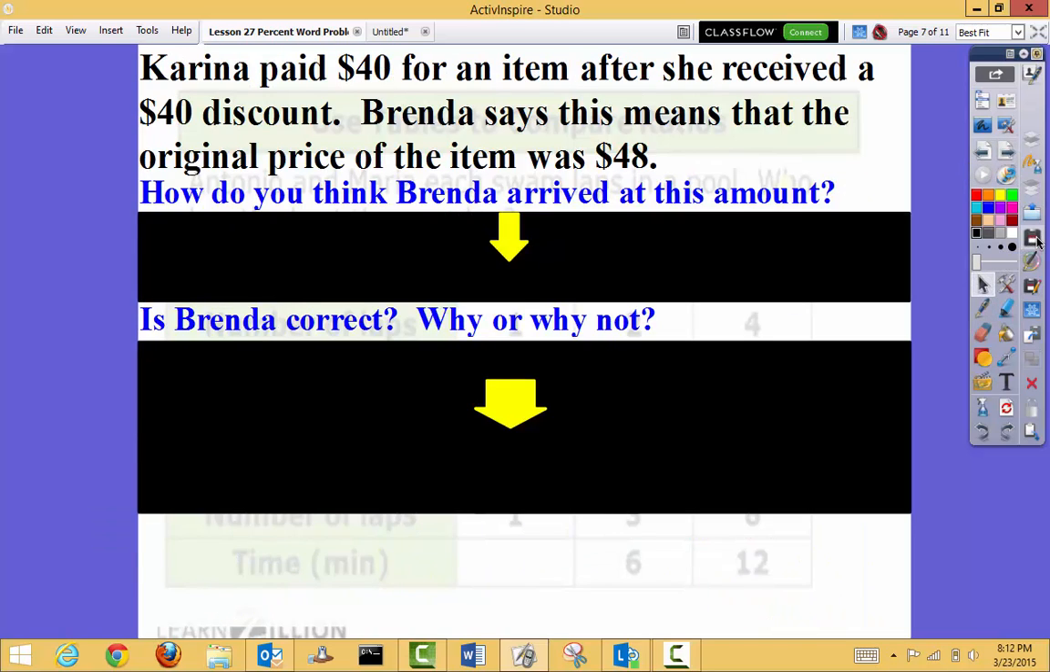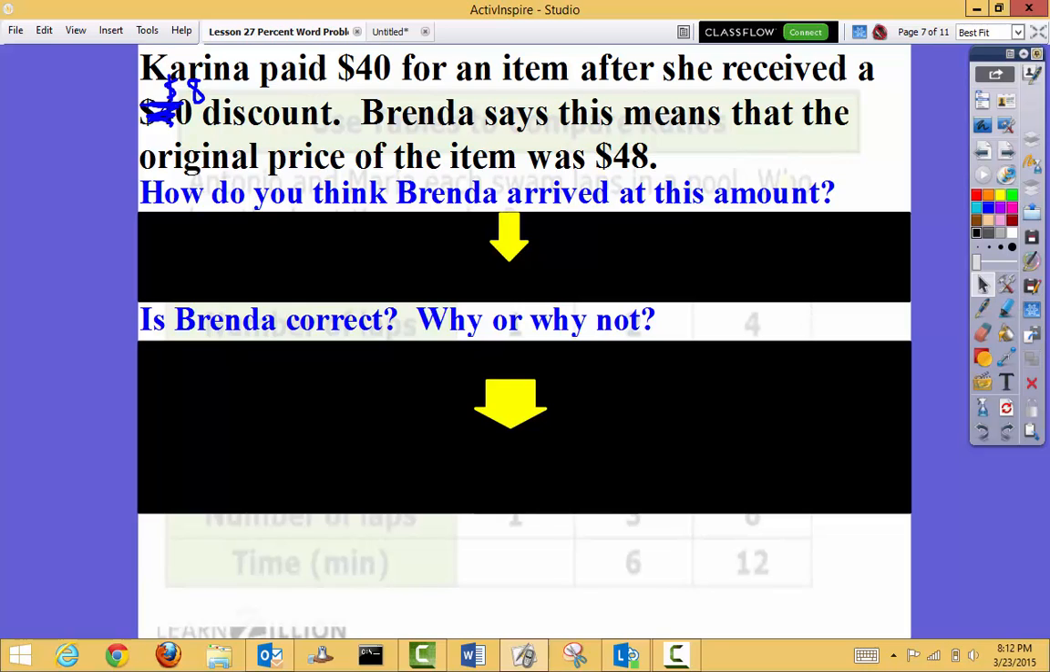Karina paid $40 for an item after she received a $40 discount. Oops, that's my mistake. I'm sorry, guys. I was going to say she got it free then, after she received an $8 discount. Brenda says this means that the original price of the item was $48. She paid $40 after saving $8. Do you think Brenda is right?